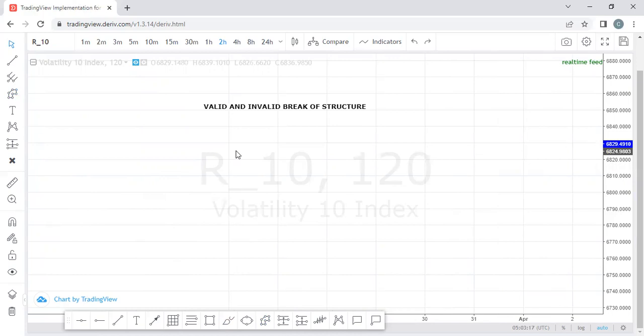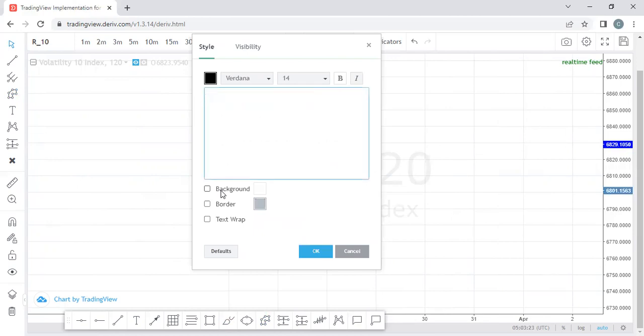So now there are three rules for knowing a valid BOS and invalid BOS. These are the three rules I use to know a valid break of structure. Number one, price must clear the last obvious lower high or higher low. That's the first rule that you have to use to get a valid BOS.